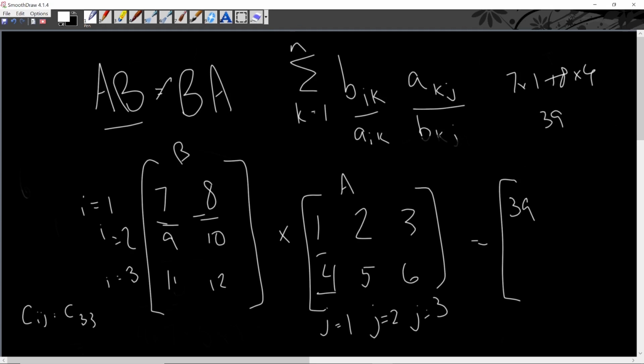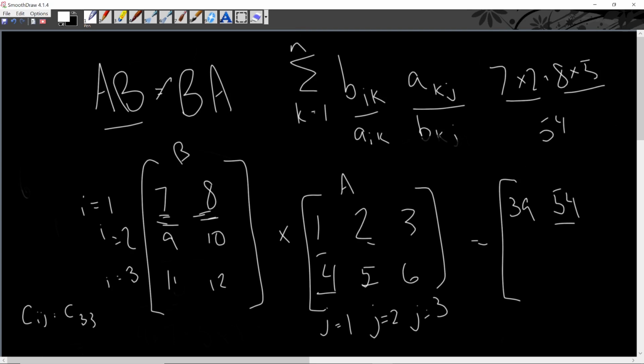Then let's do the ith row and the jth column for I equals 1 and j equals 2. So that's going to be 7 and 8 times 2 and 5. So 7 times 2 plus 8 times 5. Again, this is I equals 1, j equals 2, so this will be this term. 14 plus 40 is going to be 54. So 54 is our C1,2.